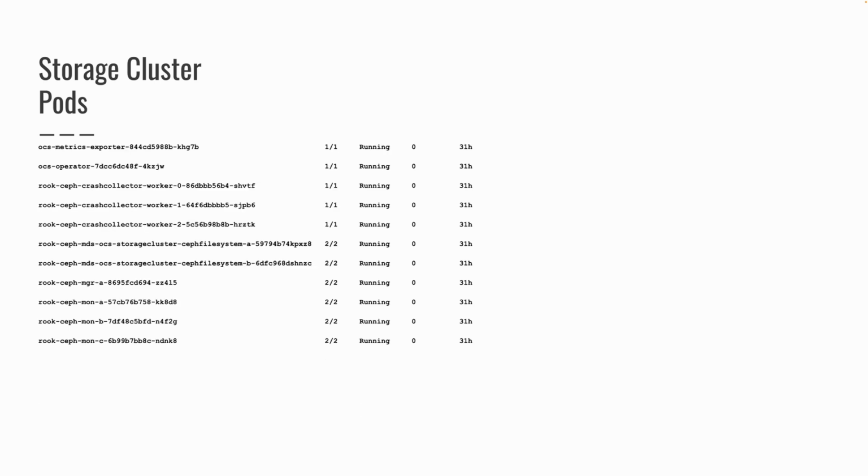And here is the second set of pods. The OCS operator pod, the second one from the top, is the mother of all pods in this particular category. And then you can see a bunch of MDS pods. These are the metadata service for the file system offered by OCS. These two pods run on two of the three worker nodes.